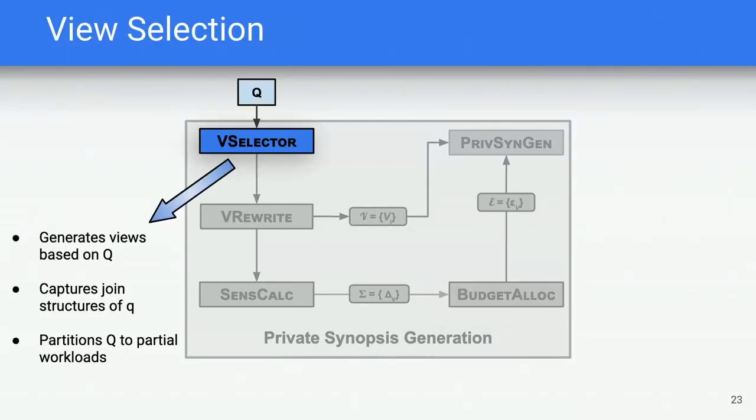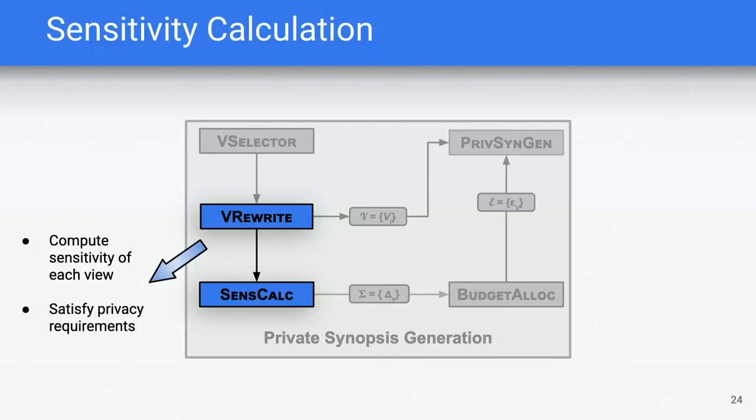But when we select views, our goal is that for every single query from the representative workload, we create a view that can answer that query. We have certain heuristics, but I'm not going to go into too much detail about the view selector during the talk. I'm going to go into more detail about these two components. The goal of the view rewrite and the sensitivity calculator is that for every single view, we compute the correct sensitivity bounds with respect to the policy specified by the data owner. This can be tricky, and we have two different algorithms working together.